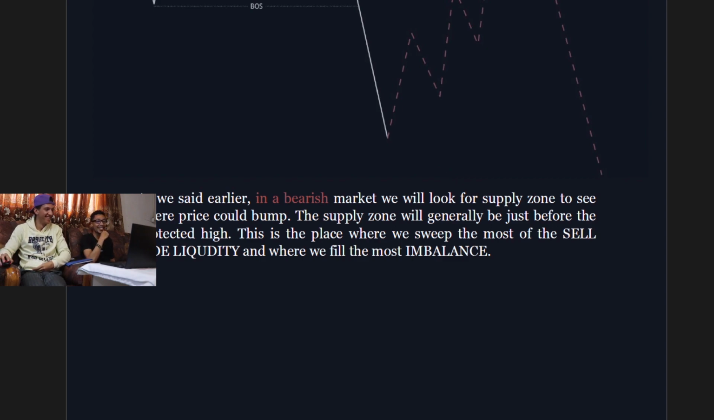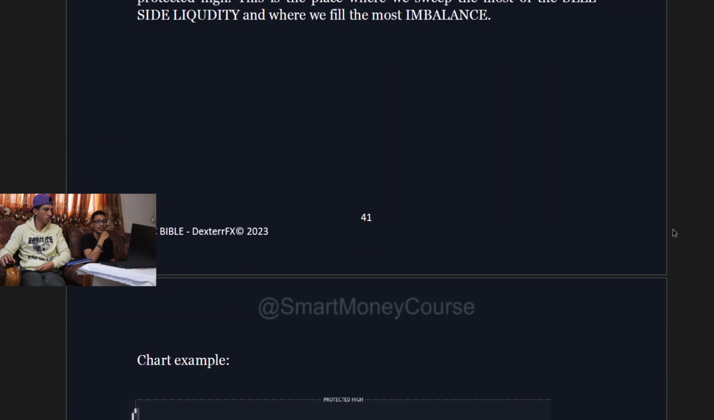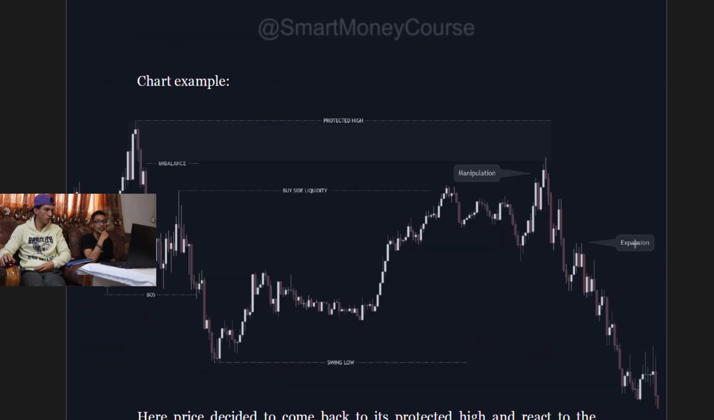As we said earlier, in a bearish market, we will look for a supply zone to see where price could bump. The supply zone will generally be just before the protected high. This is the place where we sweep the most of the sell side liquidity and where we will fill the most imbalance. Short example of what we just said.